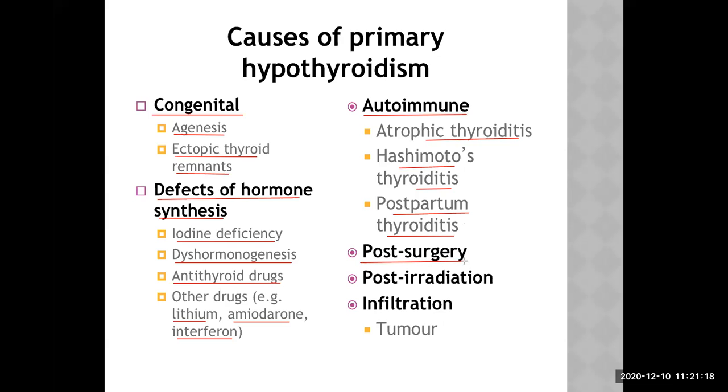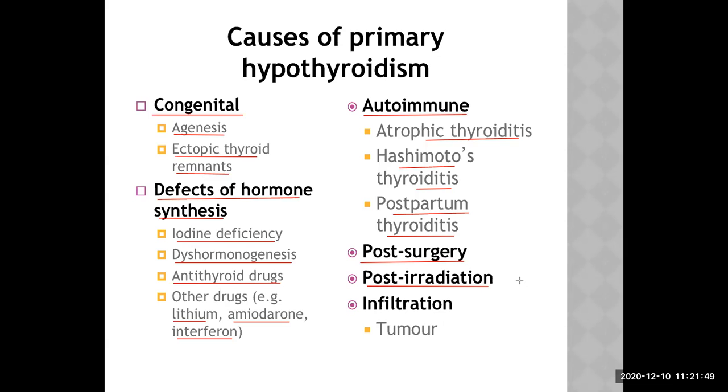Another is post surgery. If you remove the thyroid gland, then there is no source of thyroid hormone. If total thyroidectomy is done after malignancy, or even a big chunk of the thyroid is removed in subtotal thyroidectomy, then it may be one of the causes of hypothyroidism. Post irradiation: after 131 iodine treatment of the hyperthyroid state, I already told you the thyroid gland is permanently damaged.